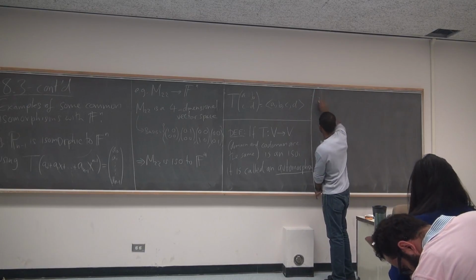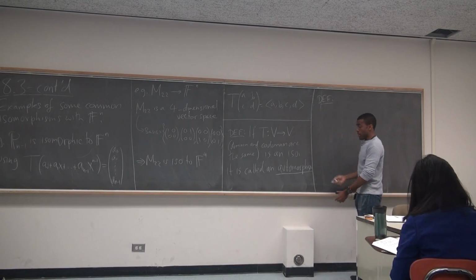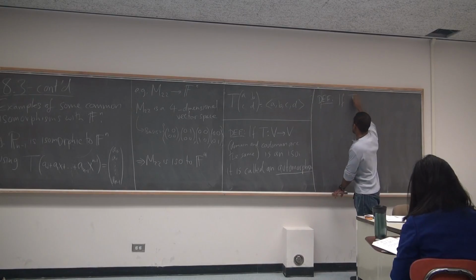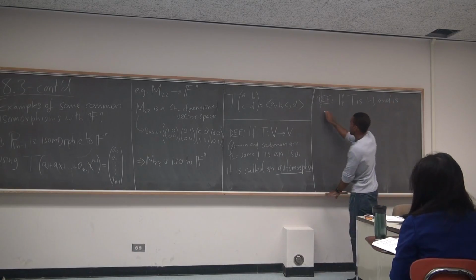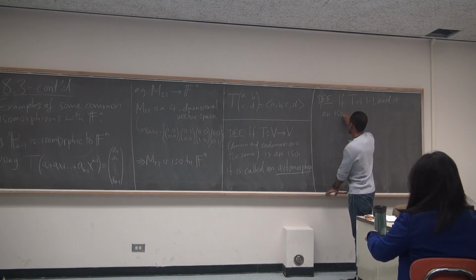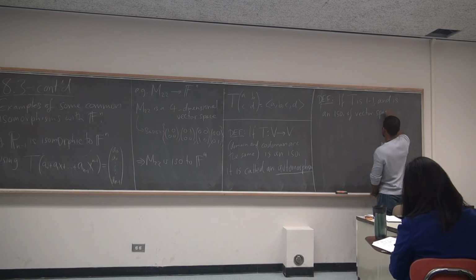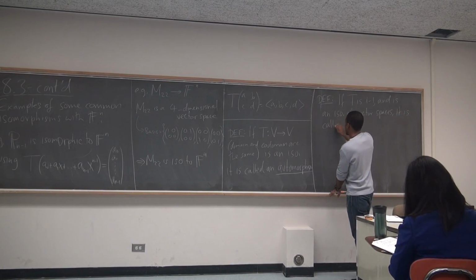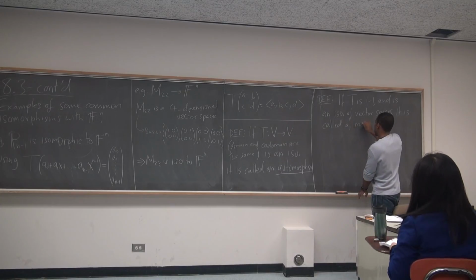Another definition. You might see this in your homework. If not, and you're a math major, you'll definitely see these phrases come up again. If T is 1-to-1 and is an isomorphism of vector spaces, it is called a monomorphism.